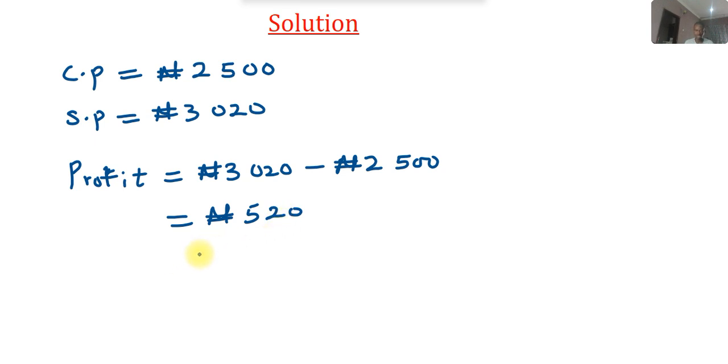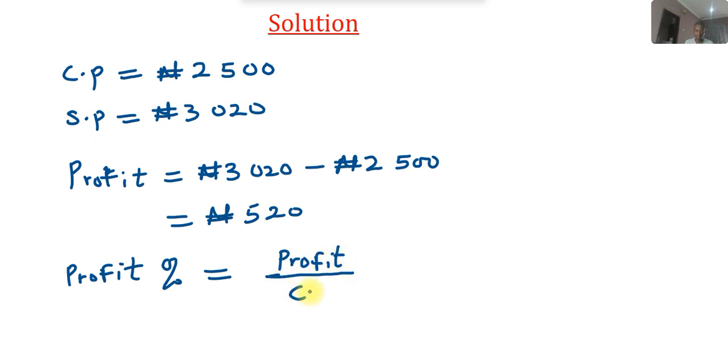So having done that, we proceed to obtain our profit percentage. Our profit percentage is equal to profit divided by cost price multiplied by 100%.